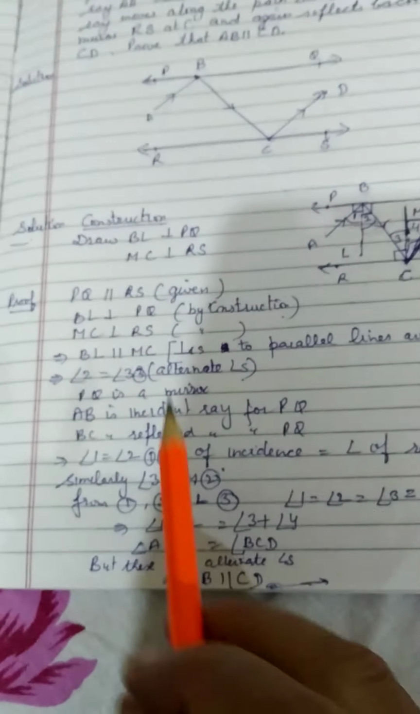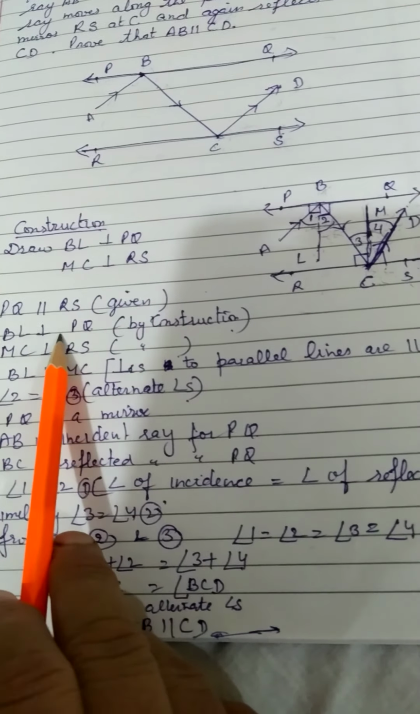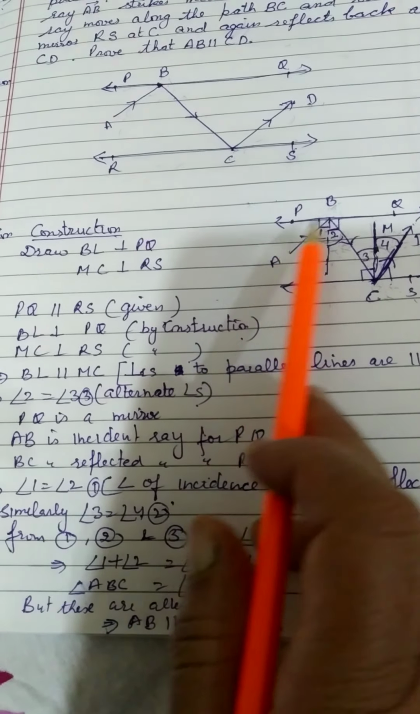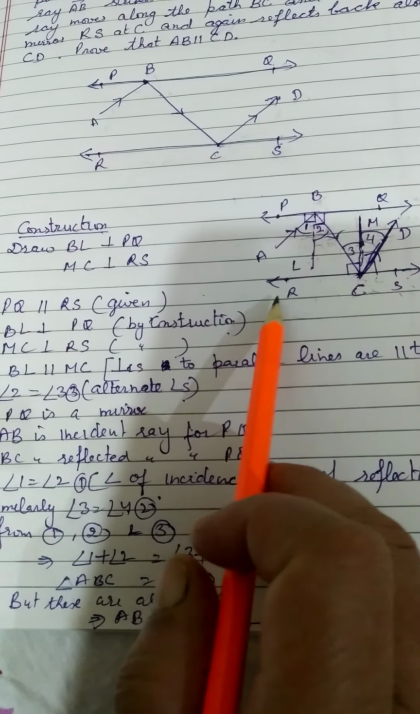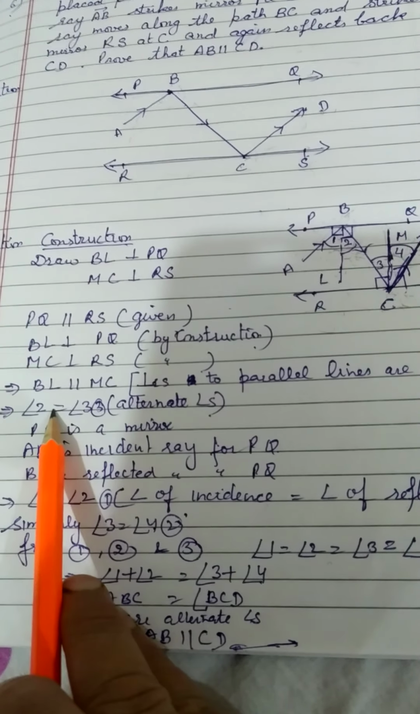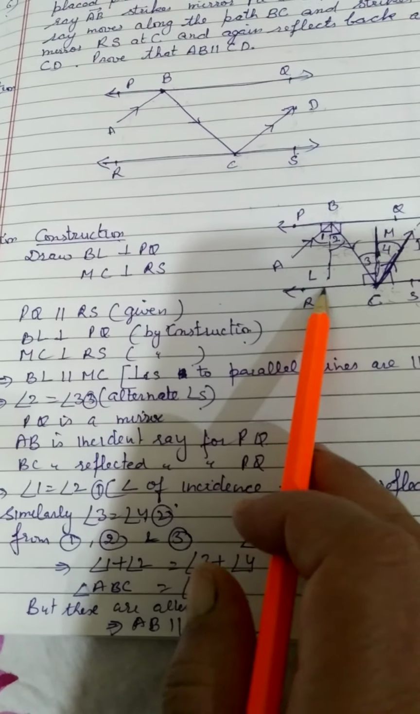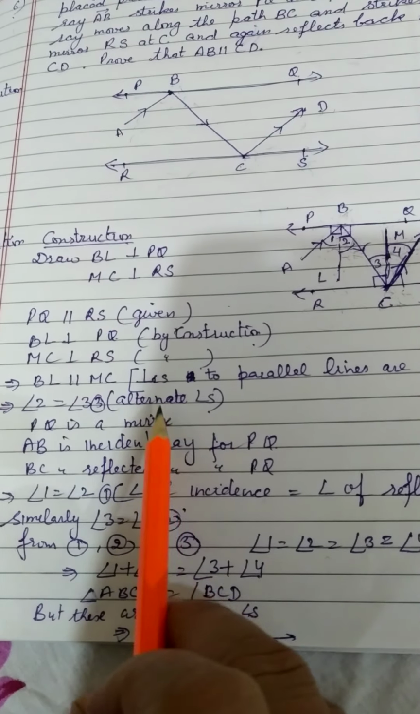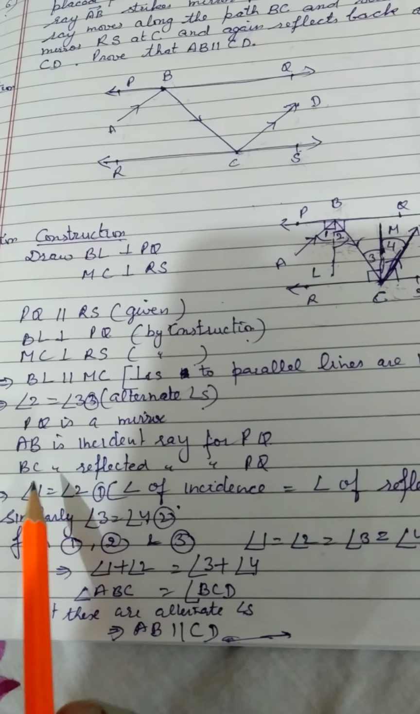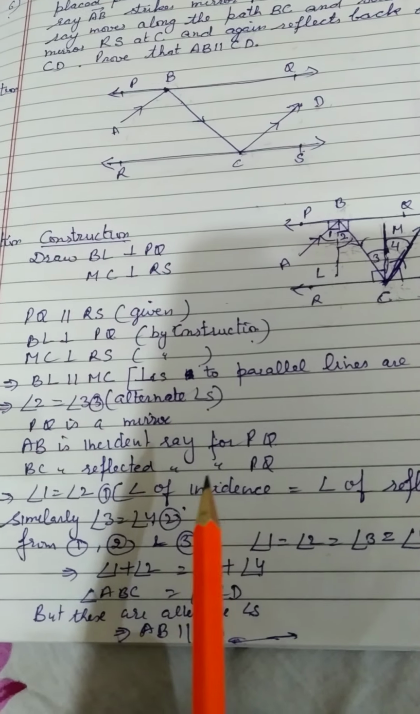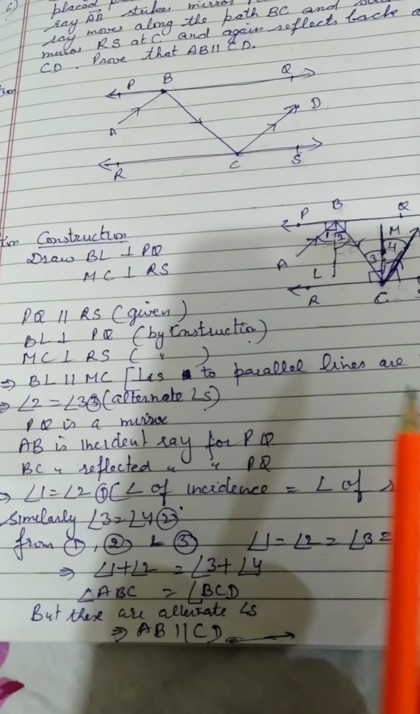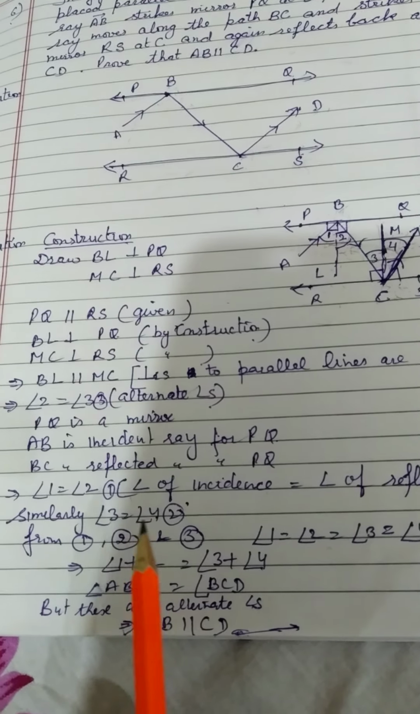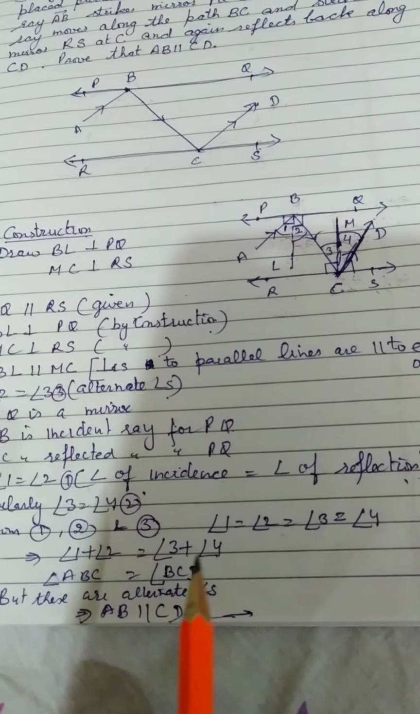Now see here, PQ is parallel to RS, BL is perpendicular to PQ, MC is perpendicular to RS, means BL is parallel to MC. Now angle 2 is equal to angle 3, alternate angles. PQ is a mirror, AB is incident ray, and BC is reflected ray, means angle 1 is equal to angle 2 by the laws of reflection. Angle 3 is equal to angle 4 by laws of reflection.